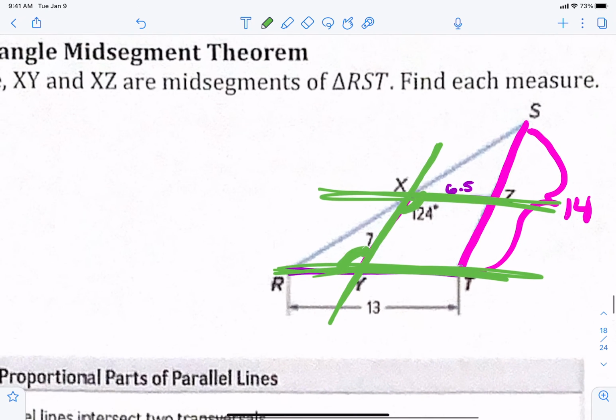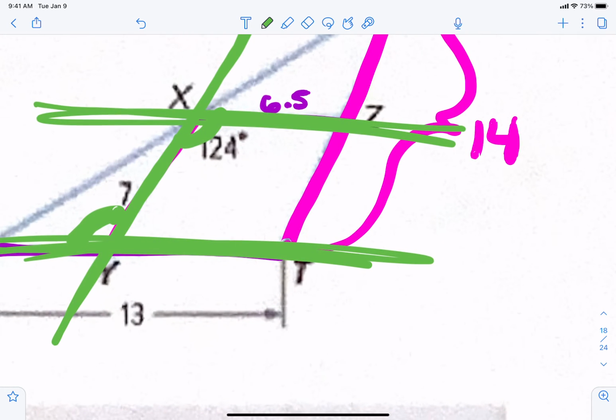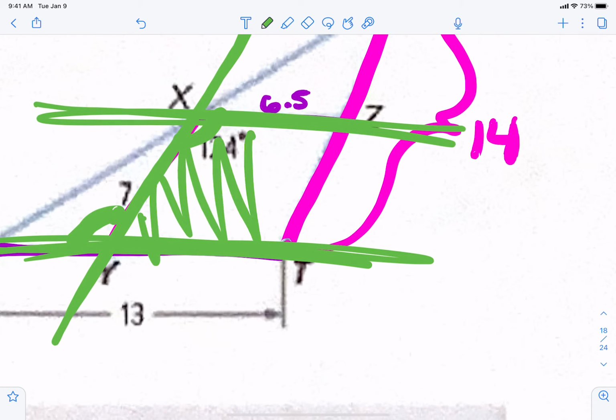Do you guys see that? Yeah. Okay, alternate interior angles because they're parallel, right? So 124 degrees is what that guy is. Okay, we could go through and map out this little figure inside of here. That's a parallelogram. We could map him out.